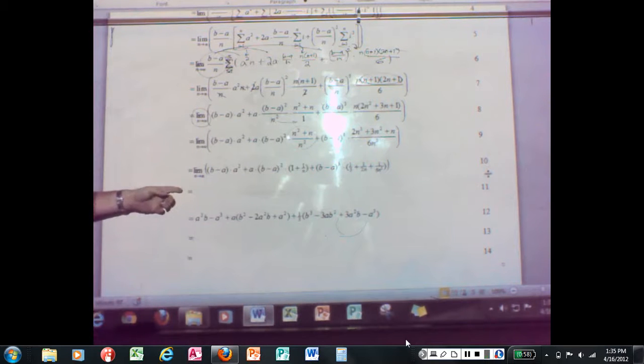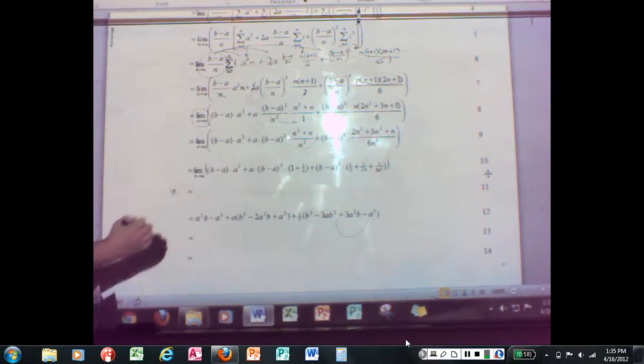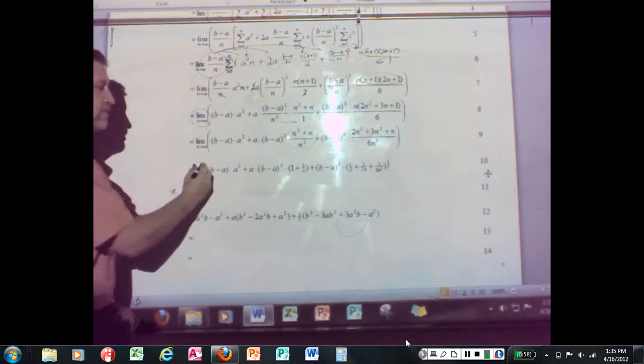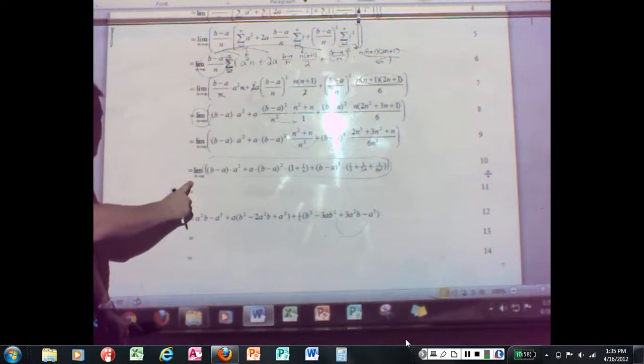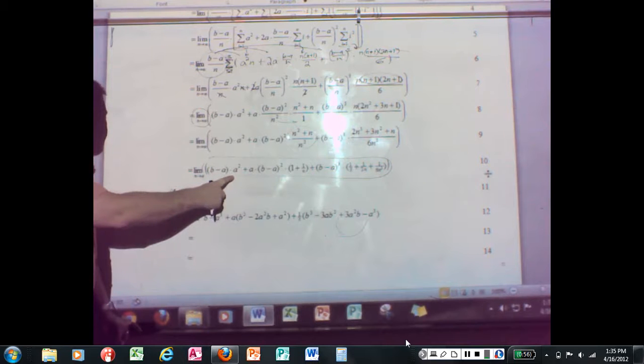All right, now, what I can do on line 11 now is I can actually evaluate all this as n goes to infinity. N is going to infinity, so what is this going to? It's going to b minus a times a squared. N going to infinity doesn't change that at all, does it?